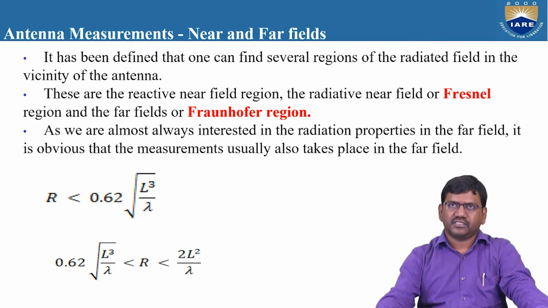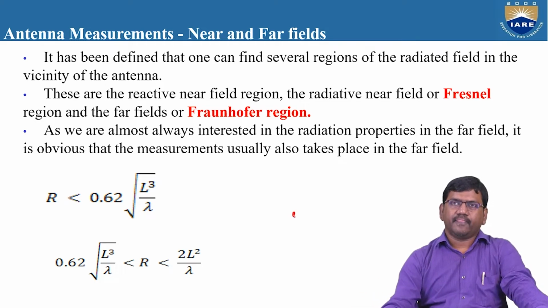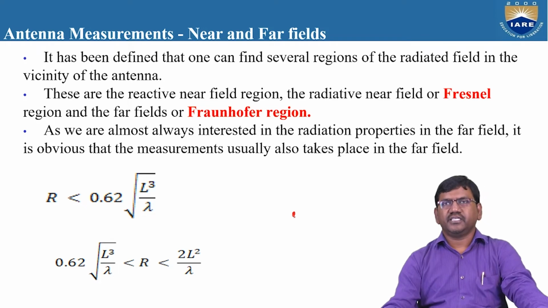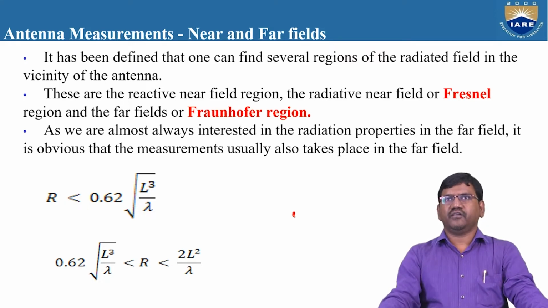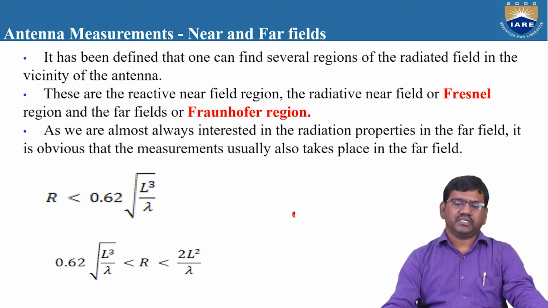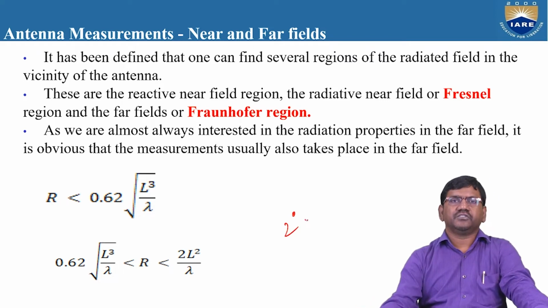Near and far fields. Whenever we place an antenna at one particular point, there are three zones surrounding the antenna. The first one is a near field zone, the second one is the radiative field zone, and the third one is a far field zone. The first one is a near field zone or inductive zone, the second one is the radiative reactive field zone, and the third one is a far field zone.